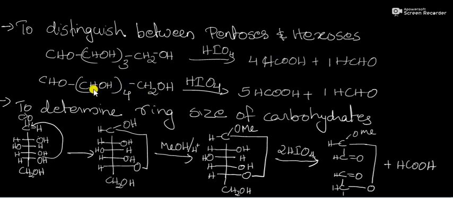Here we get 6 moles of carboxylic acid, 5 moles of formic acid and 1 mole of formaldehyde. So from this number, or from the moles of sodium bicarbonate used with these carboxylic acids, we can predict the number of carbon atoms present in the carbohydrates.